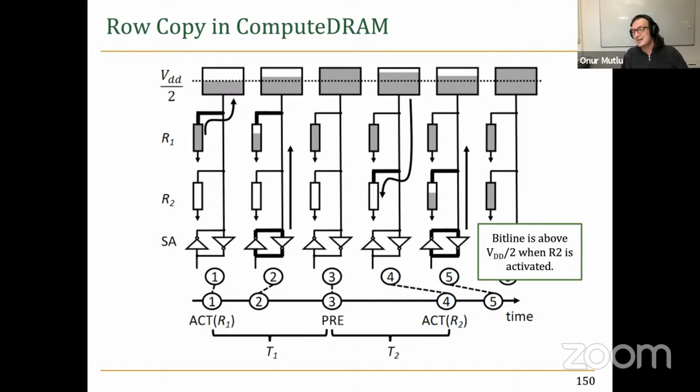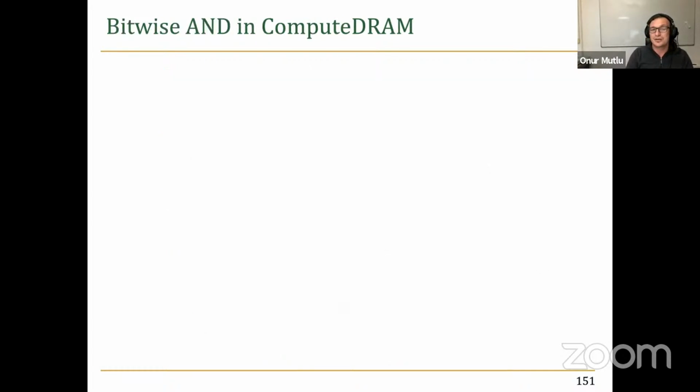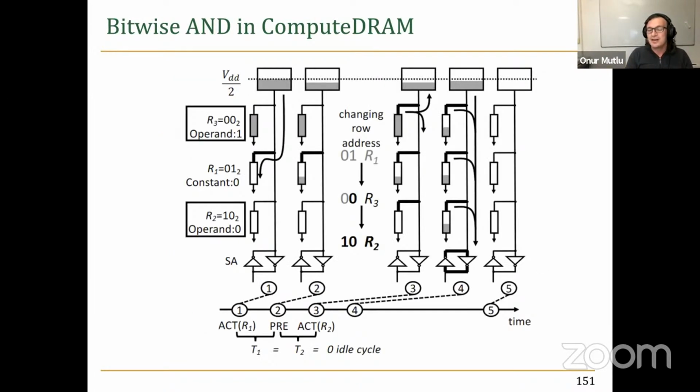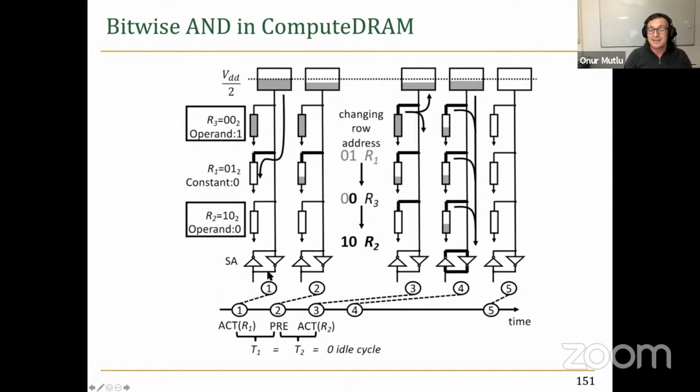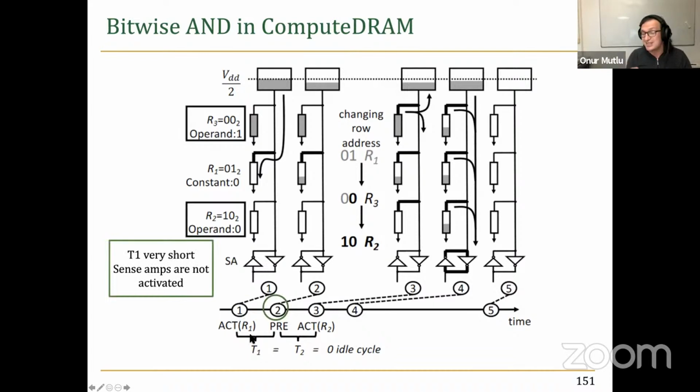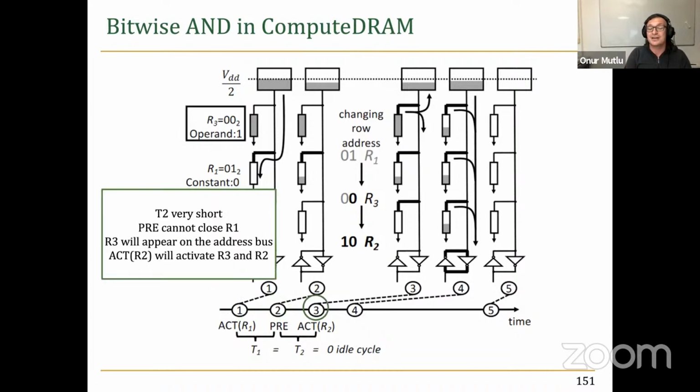So this basically nullifies a lot of the arguments the reviewers made, as you can see. So bitwise AND is a little bit more tricky. What they do is they do activates and then they do pre-charge. So basically very soon after the activate, they do pre-charging, but that T1 is very short so that the sense amplifiers are not activated yet. And then they do another activate to another row.